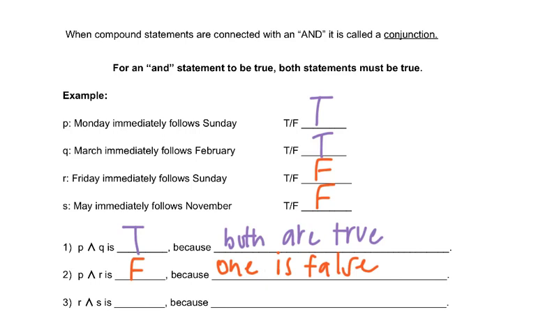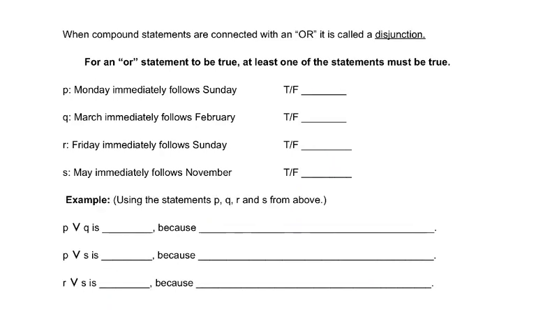Next, we have R and S. So we know that R is false and S is false, which means the whole conjunction R and S is going to be false because both statements are false. So that was our conjunctions. Now let's look at our disjunctions.